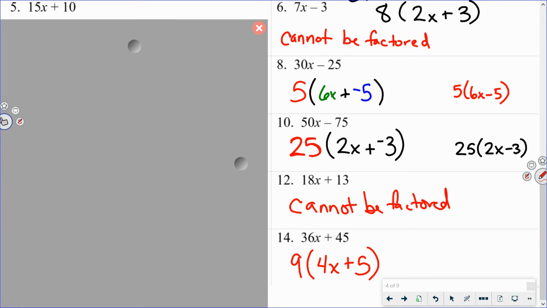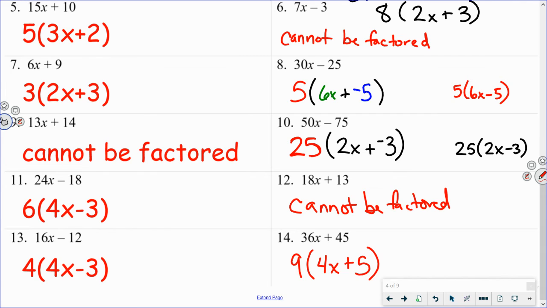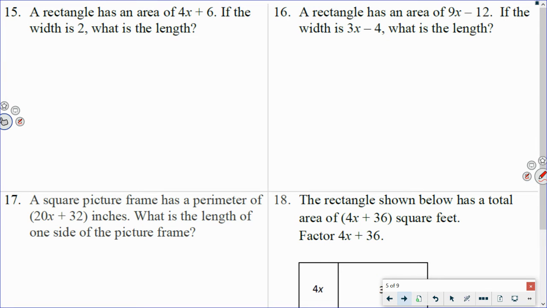All right, if you wish, go ahead and pause the video once again. Come on back for a rapid review of the odds, numbers 5 through 13, and then we'll carry on with the back page. Pause video, come back when you're ready. 5 groups of 3x plus 2, 3 groups of 2x plus 3. Number 9 cannot be factored. 6 groups of 4x minus 3 and 4 groups of 4x minus 3. If you wish, pause, rewind the video. The rest of us will carry on to examples on the back page.